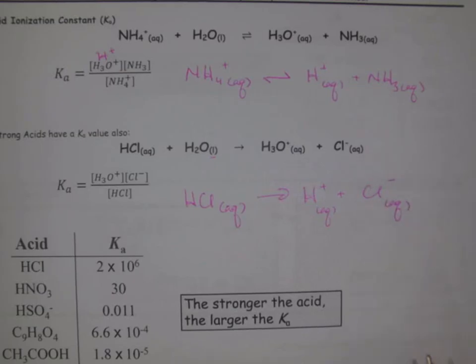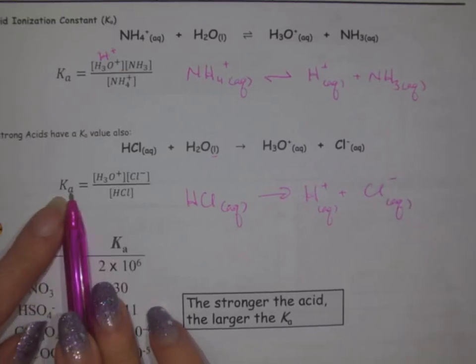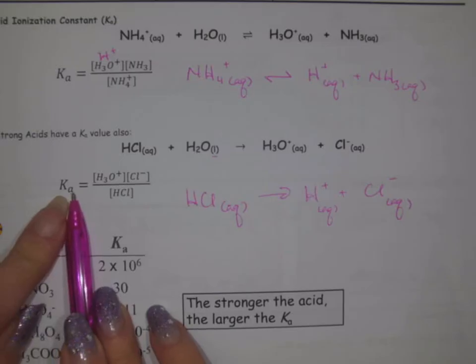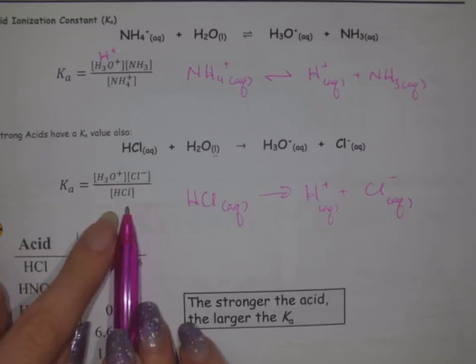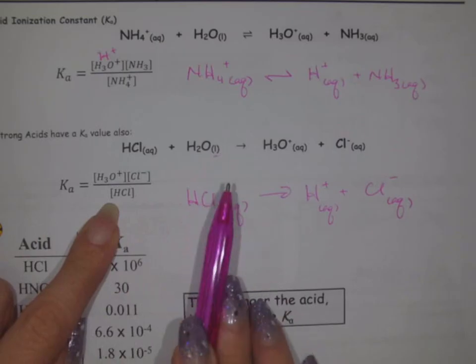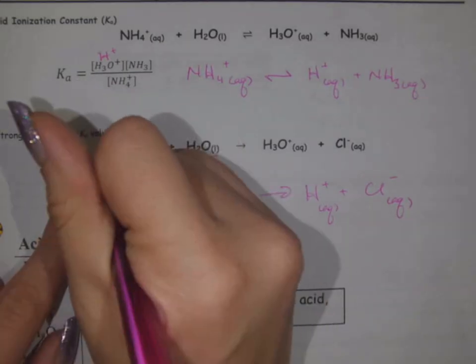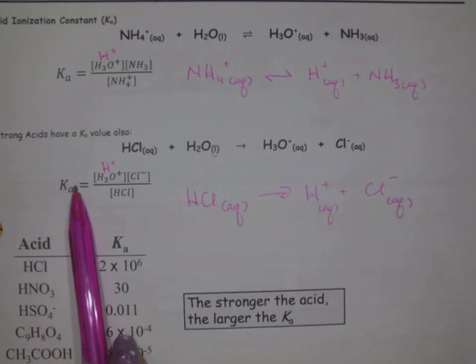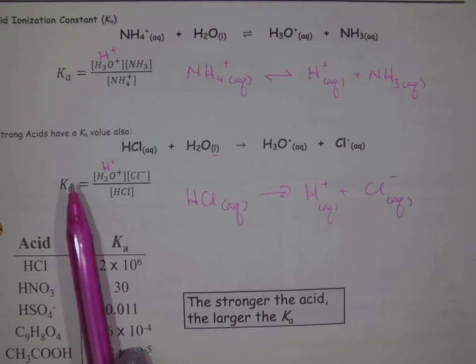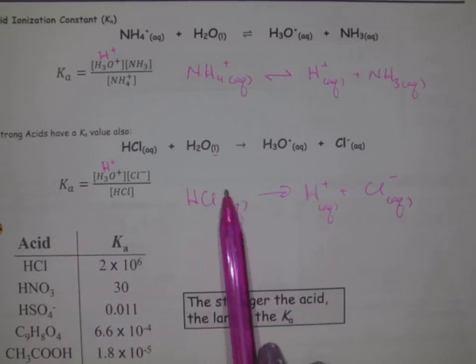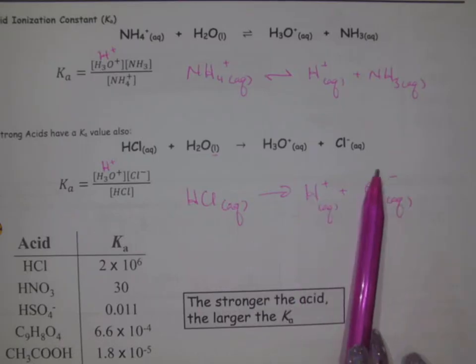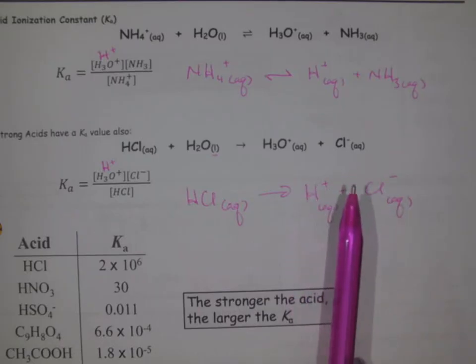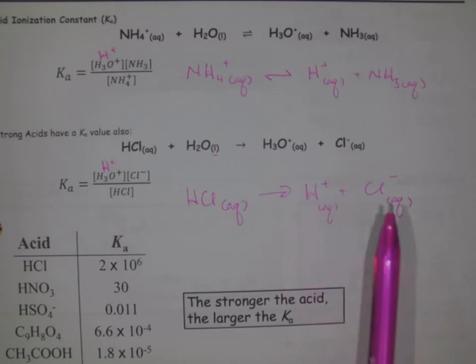And again, if I write a K expression, the subscript of A just means acid, so it's like an acid dissociation. I have my products over my reactants. I don't include solids or liquids in those. And again, we can see how H plus can always be exchanged for H3O plus. So if the K value is larger, that means that we have more of this item that broke apart into these, that we have a larger amount of H plus. So the larger the K value, the stronger the acid is.